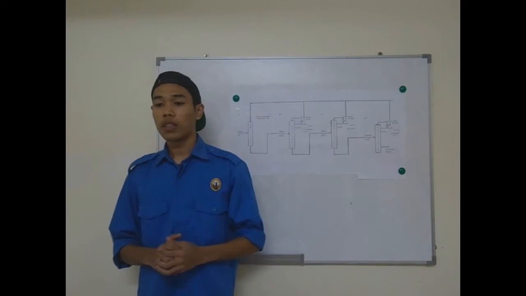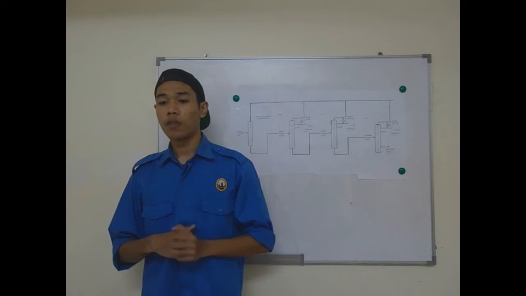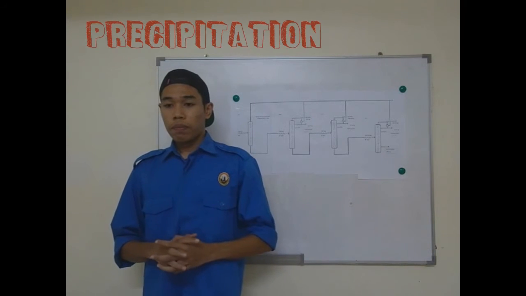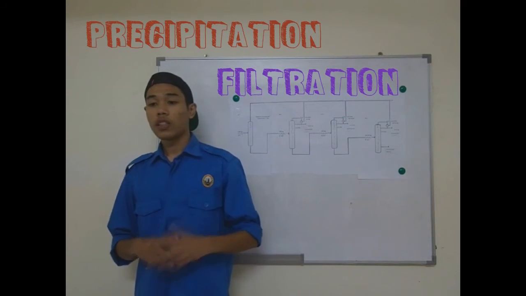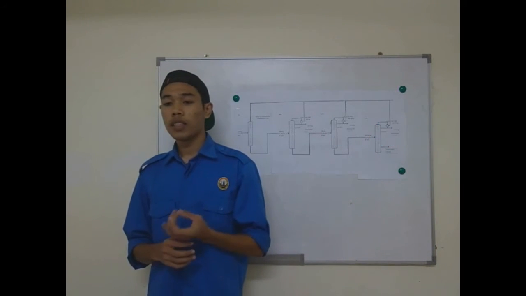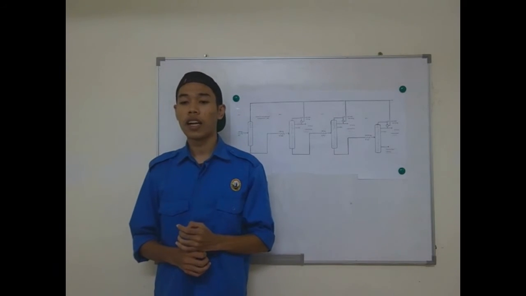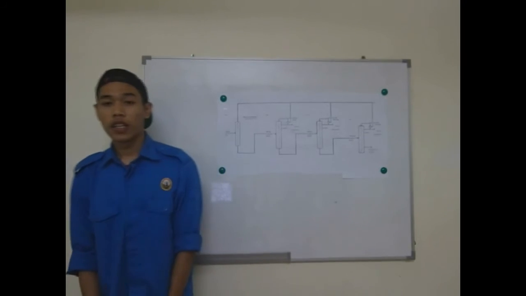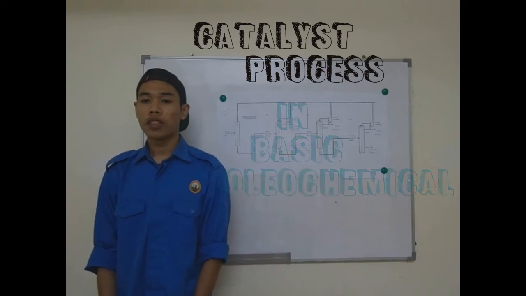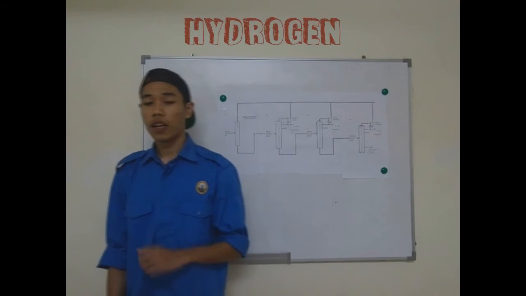The preparation method of nickel and copper chromite catalysts is as follows: precipitation, filtration, drying, and calcination. Sodium methylate is derived from direct reaction of sodium metal and methanol under inert gas. There are some catalytic processes in basic oleochemicals. First, unsaturated fatty acid hydrogenation.